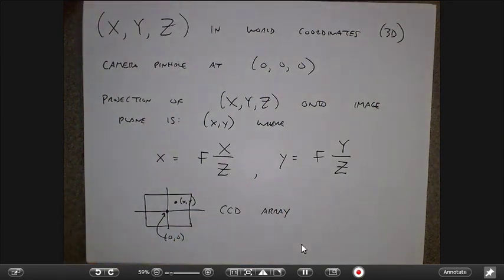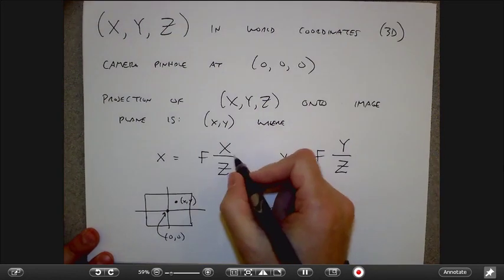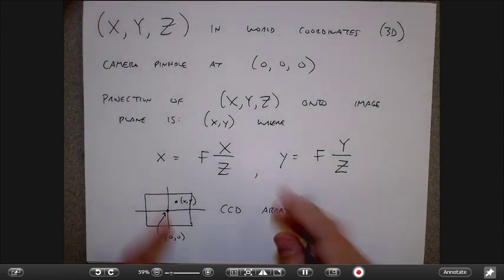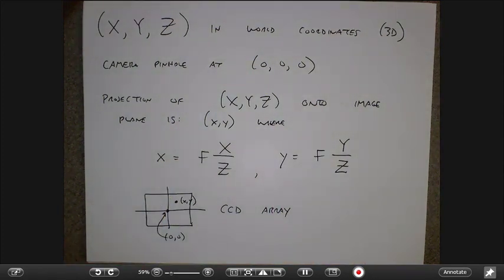We have to still think about, though, what are the units of everything, right? So the world is measured in, say, meters, right? And when I do these ratios of capital letters, the units cancel out, okay? And little f is usually measured in millimeters, okay? So that means that when I finish this computation, I'm going to get a little x, little y measured in millimeters, and that's not the same as pixels, right?